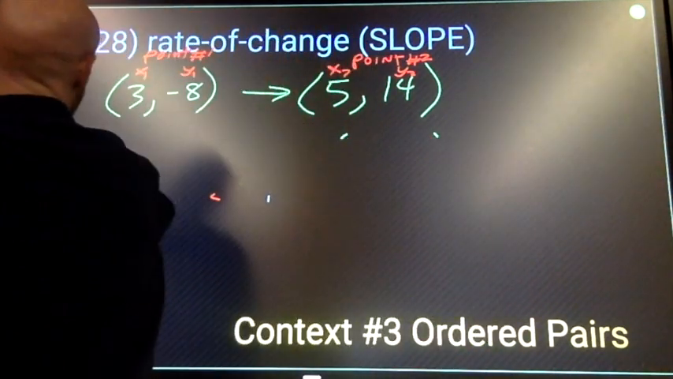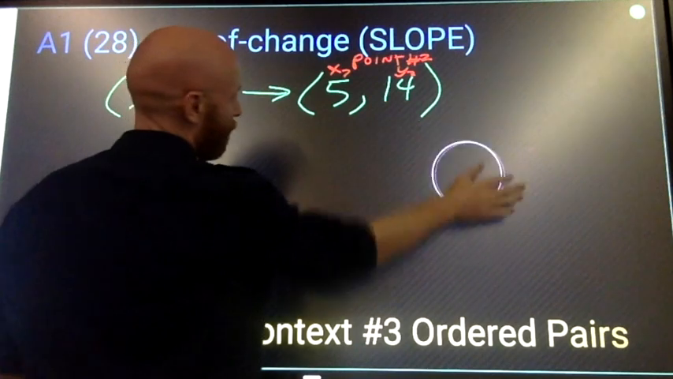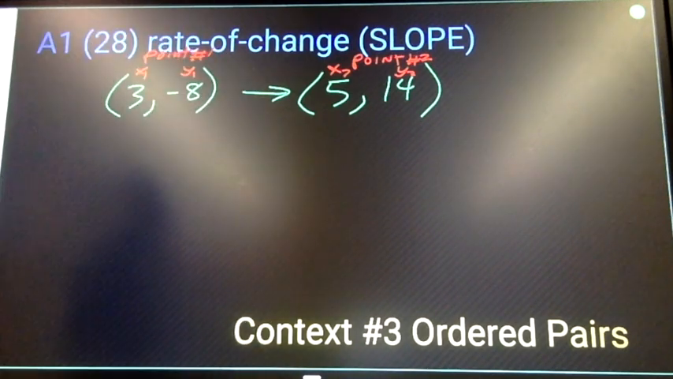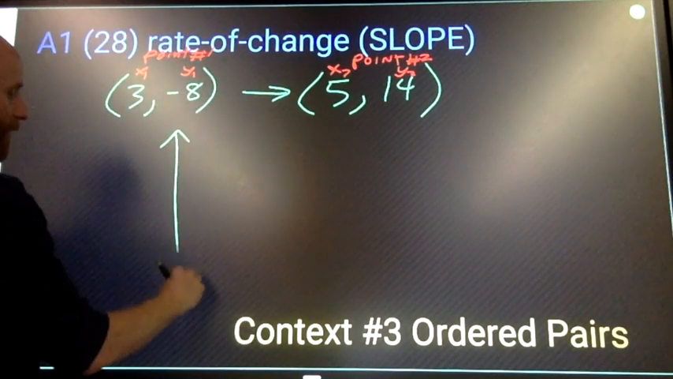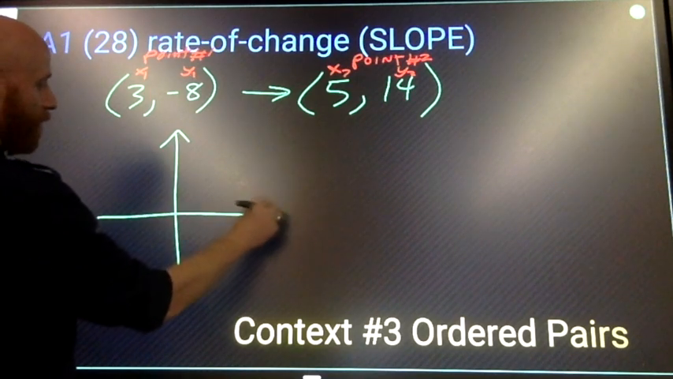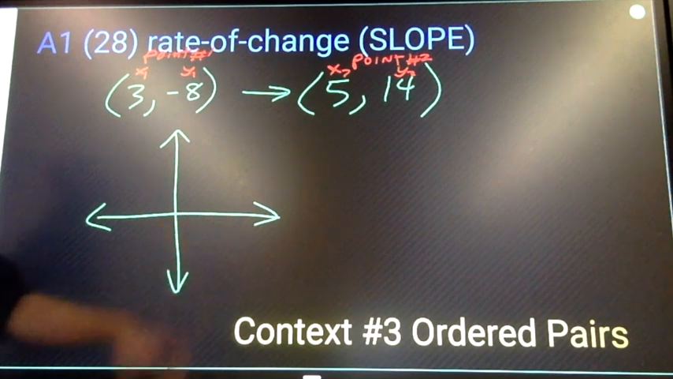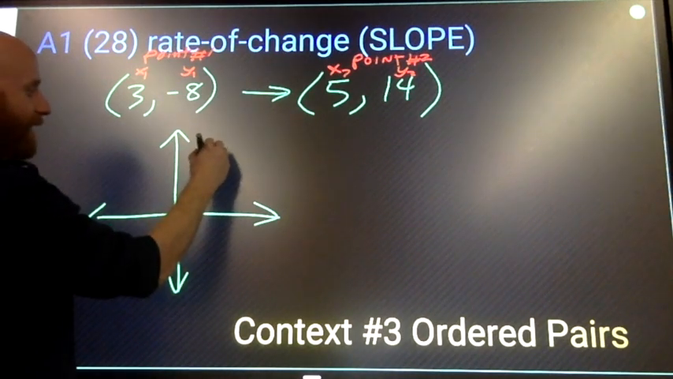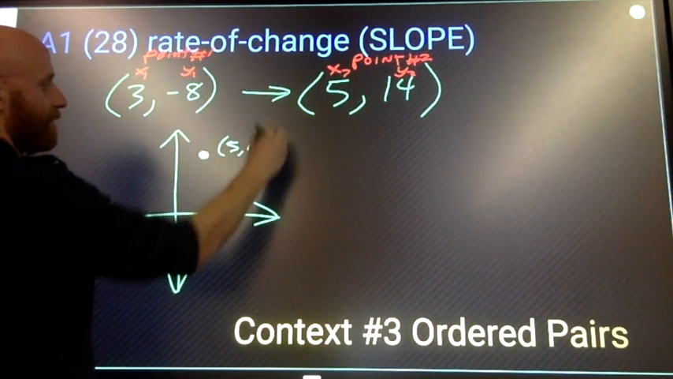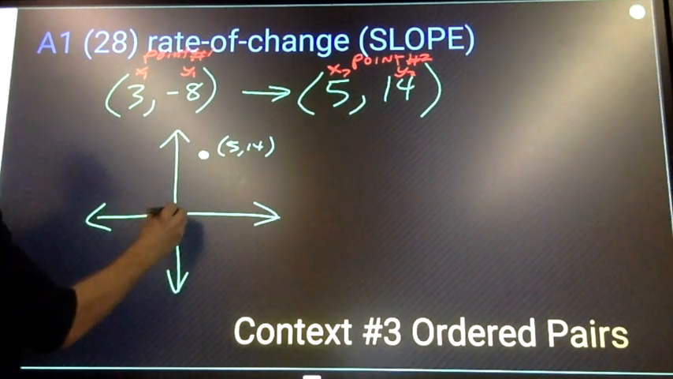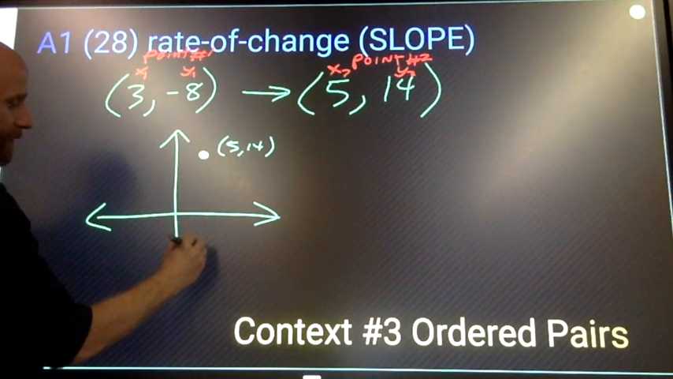A different way to get the slope. My preferred method, maybe some of you will find it easier. Some of you will find it more difficult though, so you could use it either way. I like to make a sketch. So (5, 14) and (3, -8).